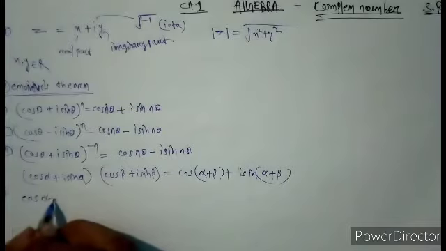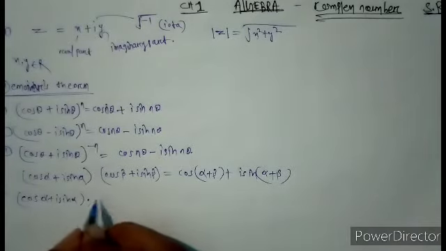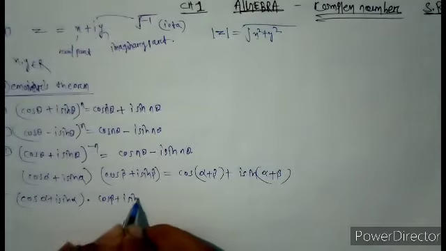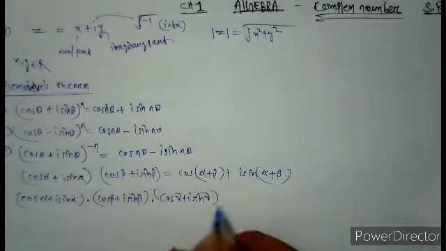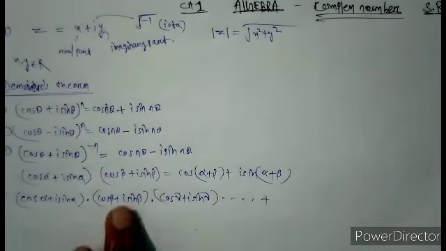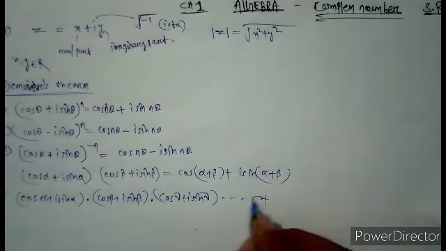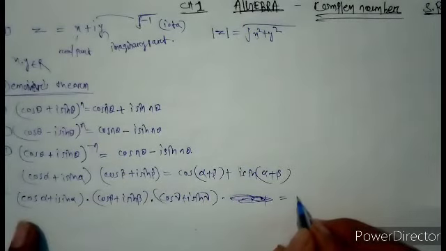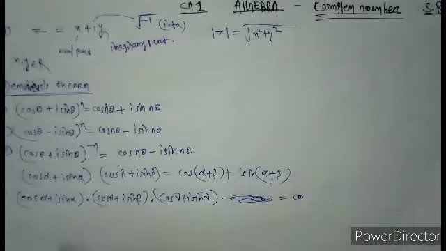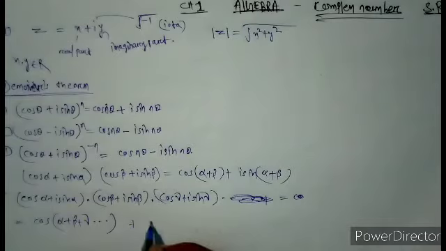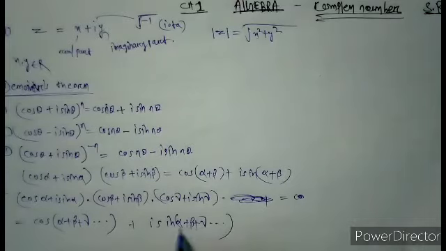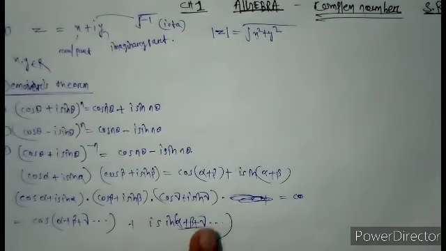Similarly, (cos alpha plus i sin alpha) multiplied with (cos beta plus i sin beta) multiplied with (cos gamma plus i sin gamma), up to the angles, we can write as cos (alpha plus beta plus gamma) plus i sin (alpha plus beta plus gamma). Okay, these are the angles up to which it can be written in the question.